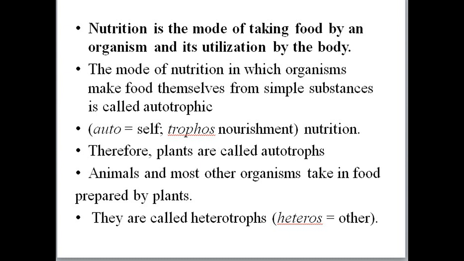Nutrition is the mode of taking food by an organism and its utilization by the body. The mode of nutrition in which organisms make food themselves from simple substances is called autotrophic. Auto means self, trophos means nourishment. So autotroph means self-nourishment, meaning they can make their own nutrition. Therefore, plants are called autotrophs. Animals and most other organisms take in food prepared by the plants, so we are called heterotrophs. We take in food from others.